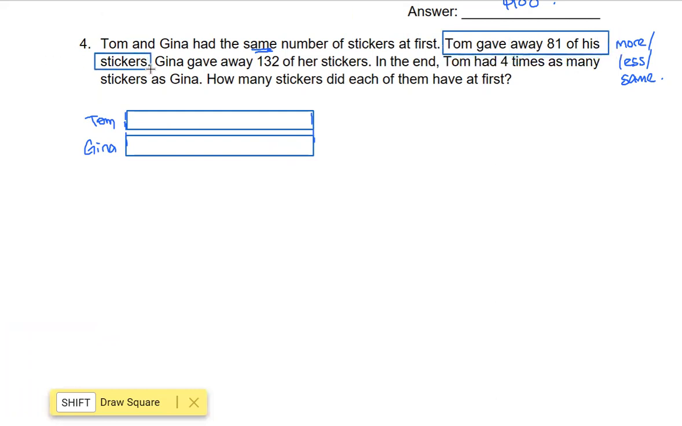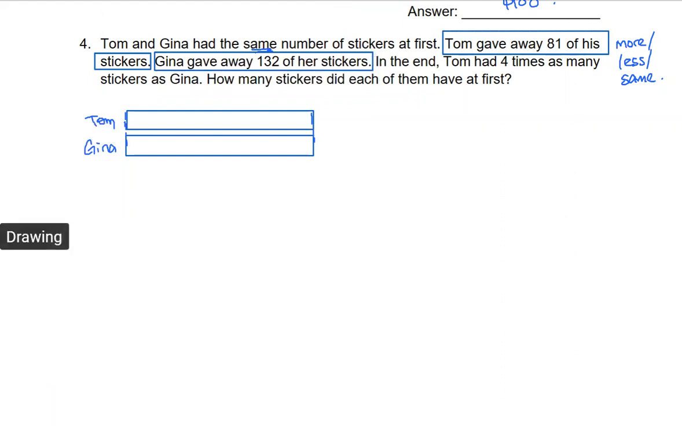How do you give away 81? And Gina gave away 132, which is more. Very simple. You can just take away randomly, just take away 81, and do a strike off. Take away this, but make sure you don't color it completely so you can still see the 81 there. And Gina gave away 132. Where's 132? Just maybe around here. You can just strike off, but make sure they can still see the number in there, 132. All right, that's how it gave away.